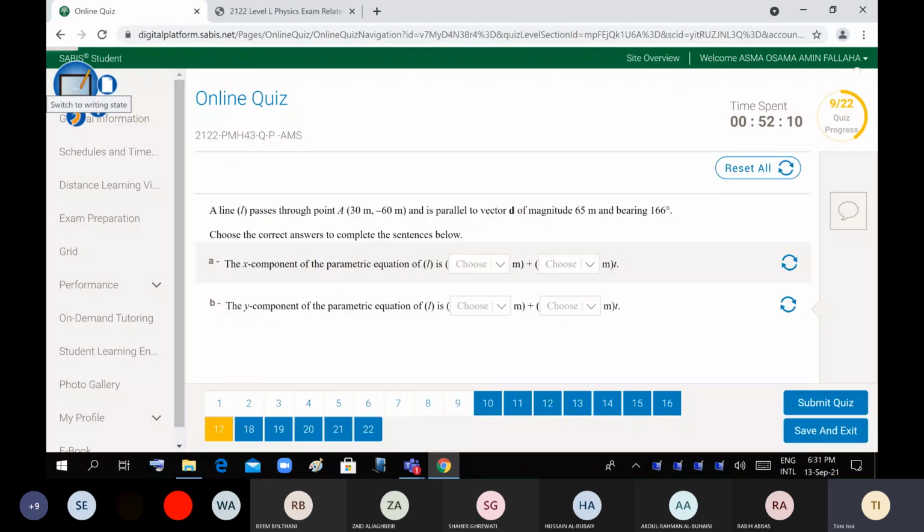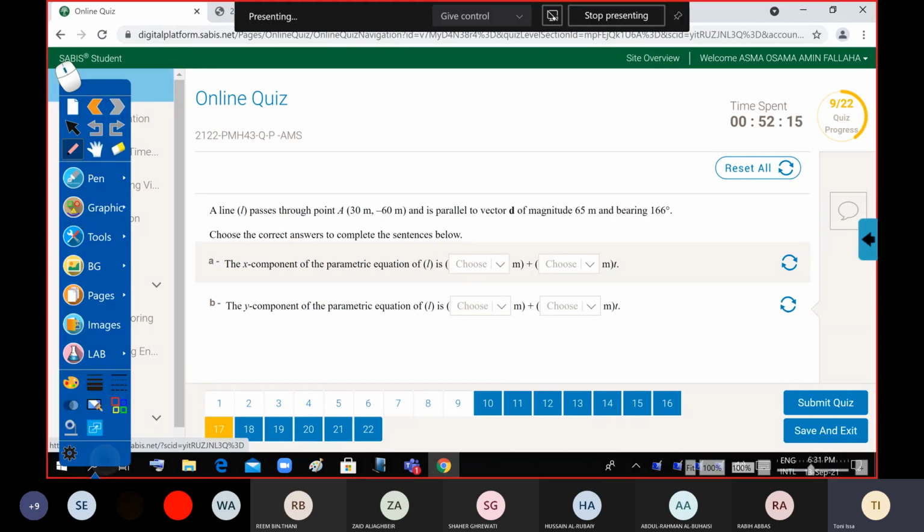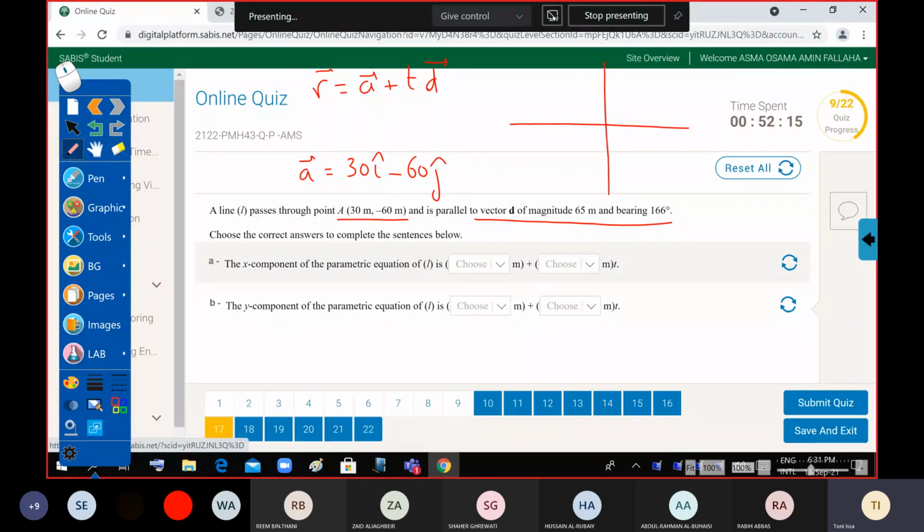17. They gave you a line L passing through A. It passes through A, which means vector A is equal to 30i minus 60j. And it's parallel to this vector D. We know that a parametric vector equation r should be A plus t times the vector that is parallel to it, which is D. But do I know D in terms of i and j? No. So I need to find it in terms of i and j.